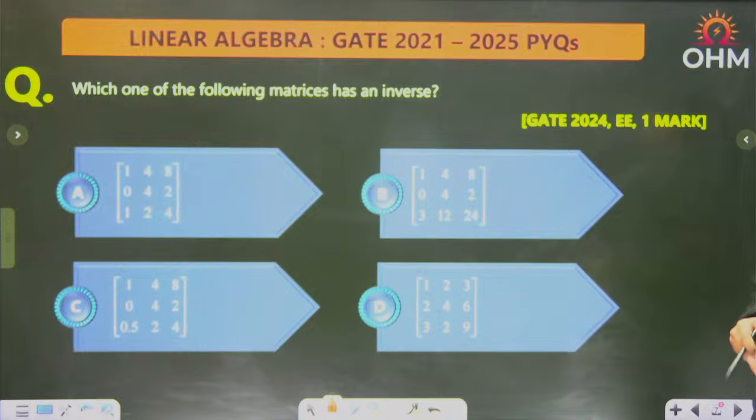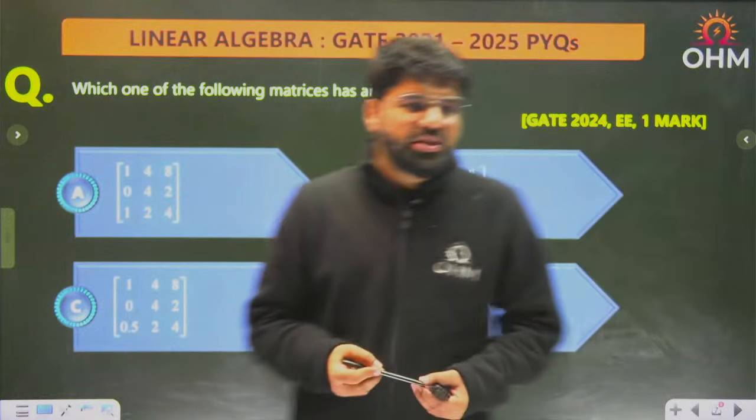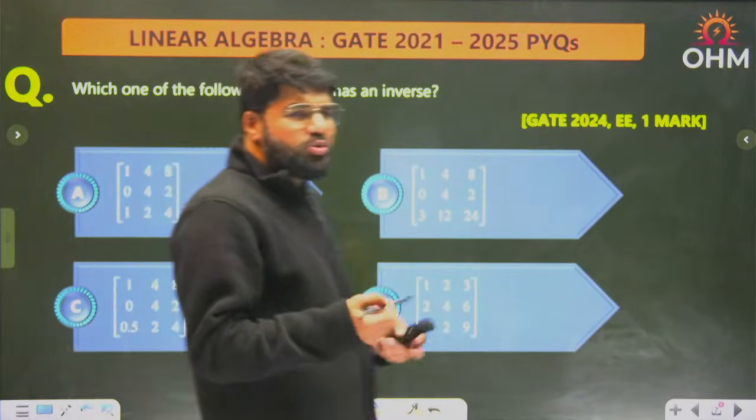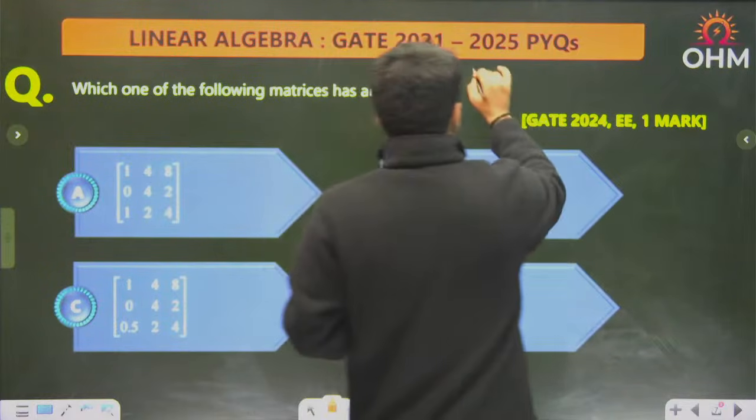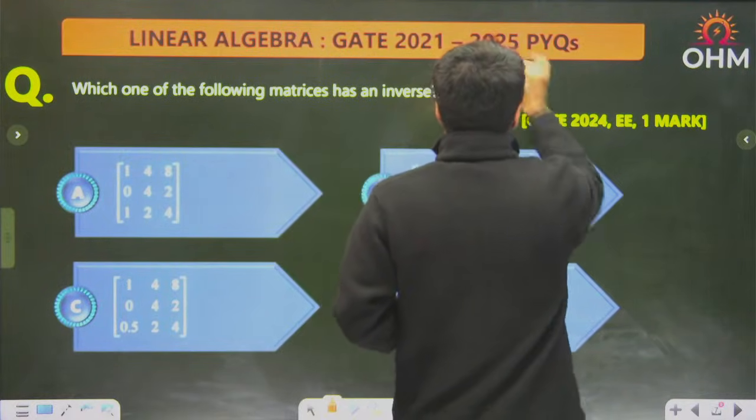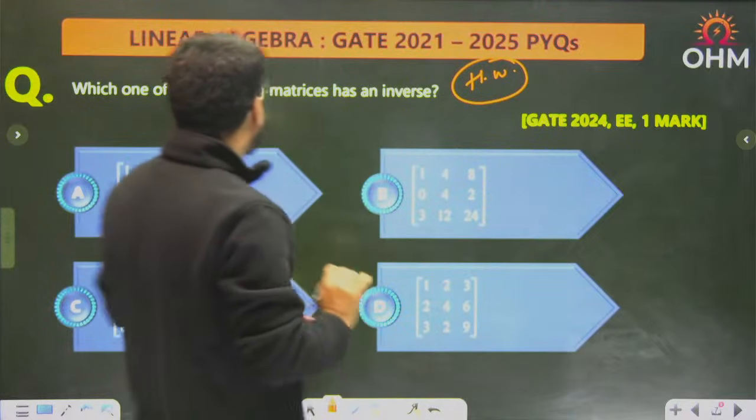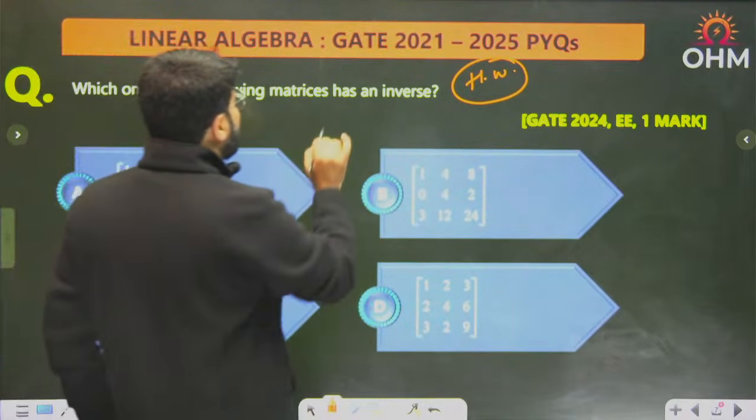All right, guys, GATE 24 electrical 1 mark question. What is there in this question? Some questions, one or two, I'll keep giving you as homework as well, because only the calculation part you can do. Any doubt, you comment right now. Which of the following matrices has an inverse?